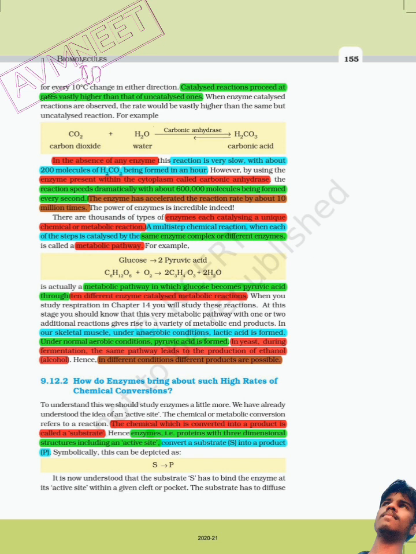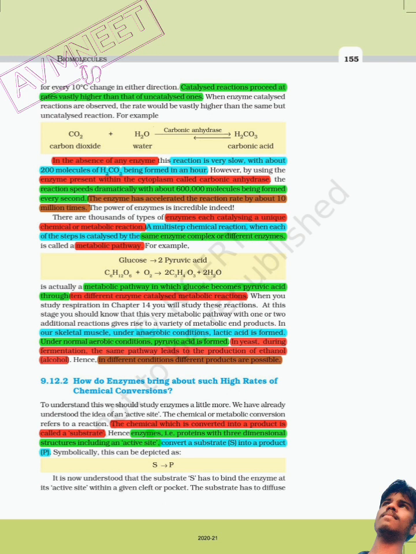Catalyzed reactions proceed at rates vastly higher than that of uncatalyzed ones. When enzyme catalyzed reactions are observed, the rate would be vastly higher than the same but uncatalyzed reaction. For example, CO2 plus H2O in presence of carbonic anhydrase will give us H2CO3, that is carbonic acid.